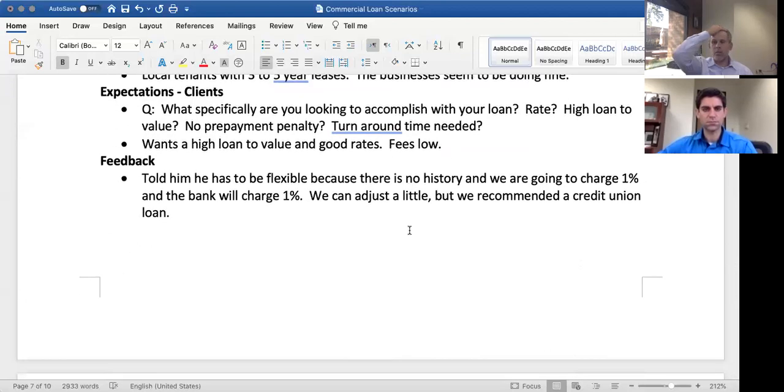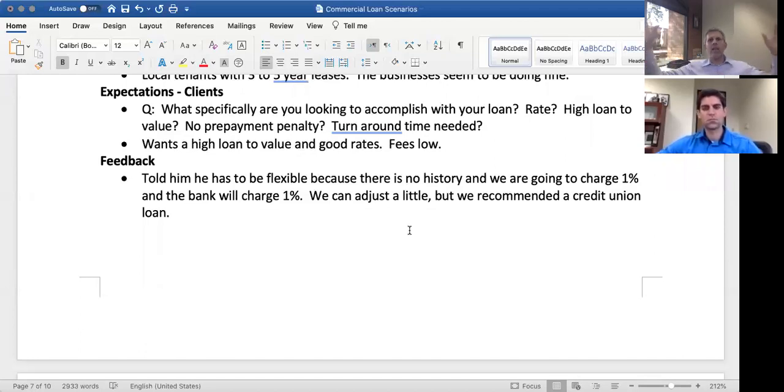Now we're moving to expectations. So again, what specifically are they looking for? What rate are they looking for? What loan to value? Do they want a prepayment penalty or not? What's the turnaround time needed? For him in specific, most people are going to have a gauge. He wanted a high loan to value. So he wanted 75%. Obviously he was rate sensitive, and he was obviously a negotiator on fees.